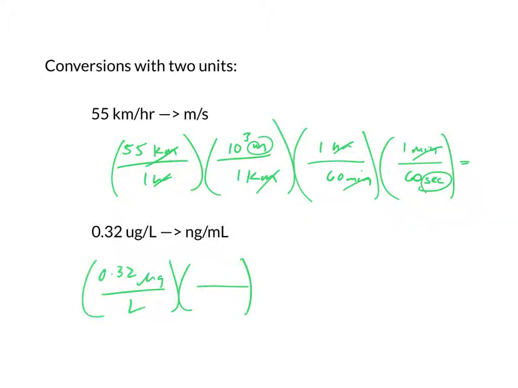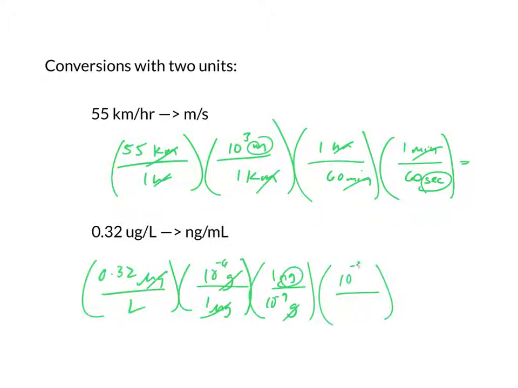So I have micrograms, so I know that there are 10 to the minus 6th grams in every 1 microgram. And then for nanogram-wise, for 1 nanogram, there are 10 to the minus 9th grams. So the grams cancel, the micrograms cancel. I'm left in nanograms on the top, which is what I want. So right now I'm in nanograms per liter. I got to convert that liters to milliliters. So I know that there are 10 to the minus 3rd liters in every 1 milliliter. And then I can plug that in and get an answer.